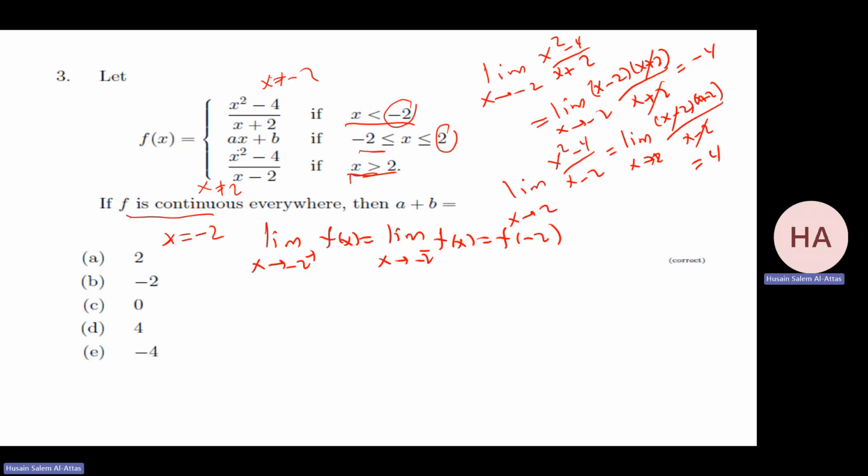From the right of -2, I am here. Substitute, you have -2a plus b. From the left of -2, I am here. We already did it. That is -4. So I have, this is the first equation.